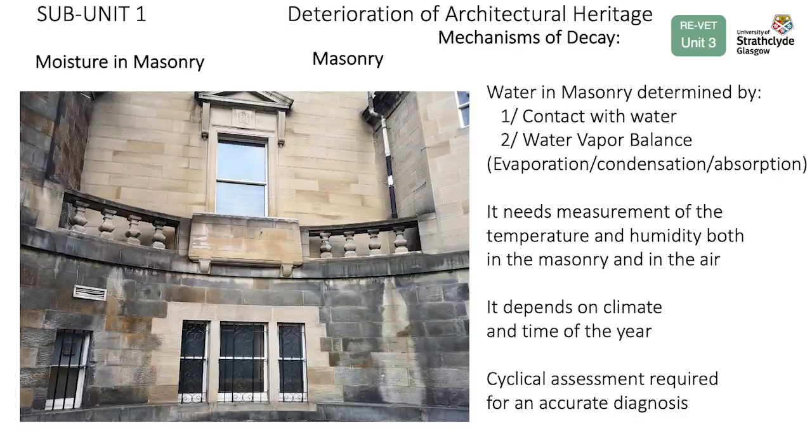Water in masonry is determined by direct contact with water or by the water-vapor balance: evaporation, condensation, absorption. It needs measurement of the temperature and humidity both in the masonry and in the air. It depends on climate and time of the year, and a cyclical assessment is required for an accurate diagnosis.